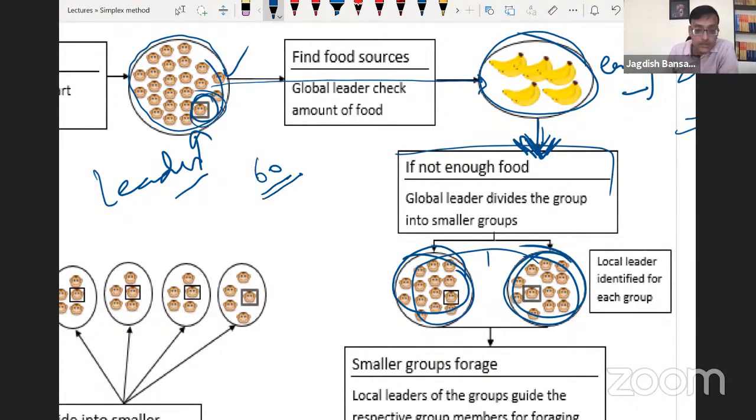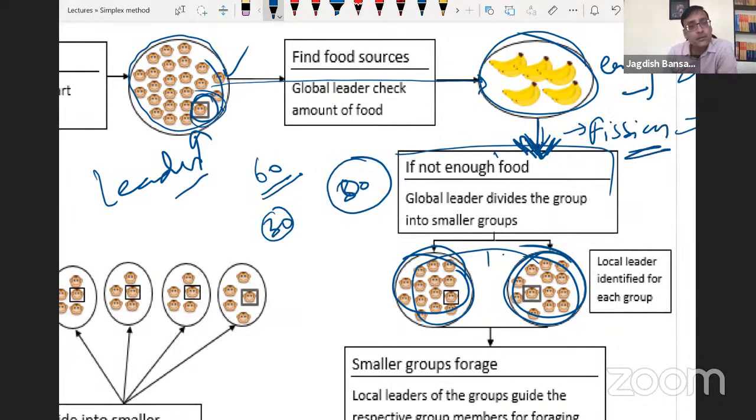Suppose 60 individuals started here and they find the scarcity of food here, then they divide themselves into two groups of 30. And this process is called fission. I think the meaning of this word is understood. So fission, they divide themselves into smaller groups, right? So this is called fission.